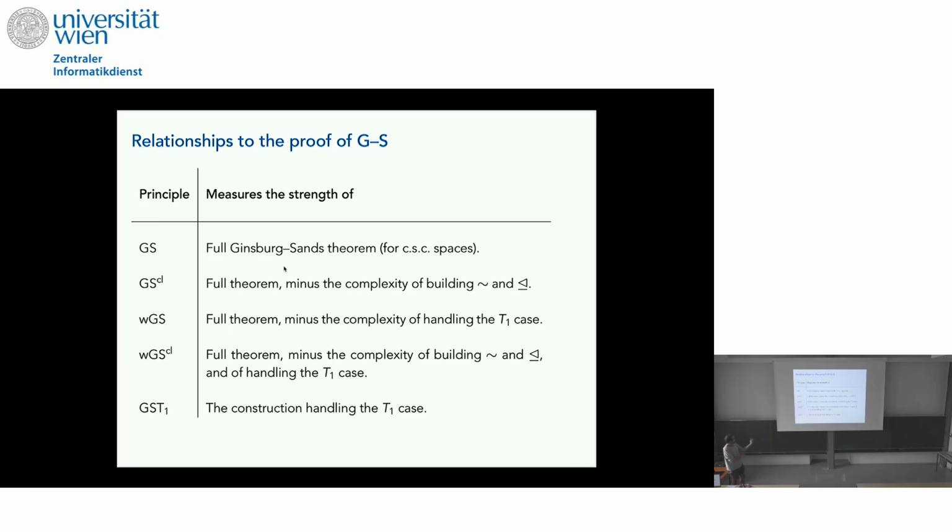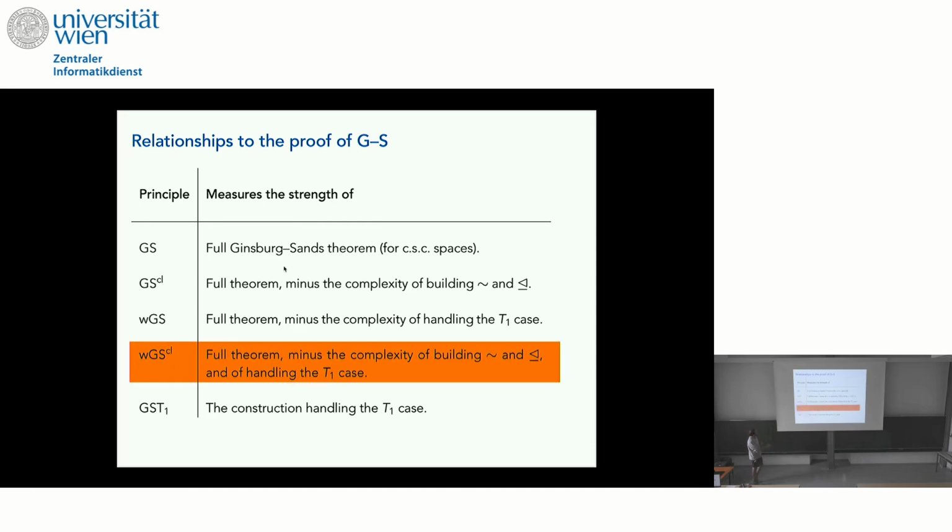Here's the weak GS. That's the same thing, but you forget about the whole inductive construction at the end that handled the T1 case. Yeah, so that's now gone. WGSCL: forget the complexity of the inductive case and forget the complexity of building the closure operator. And then GST1 is just the complexity of handling that inductive construction at the end, right? How complicated was that inductive construction? That's the way to think of it. Okay, so these principles capture the various different chapters of that proof, as we outlined in the talk.